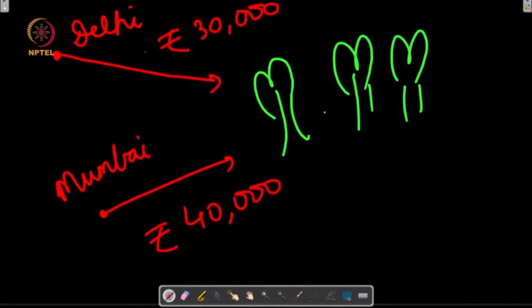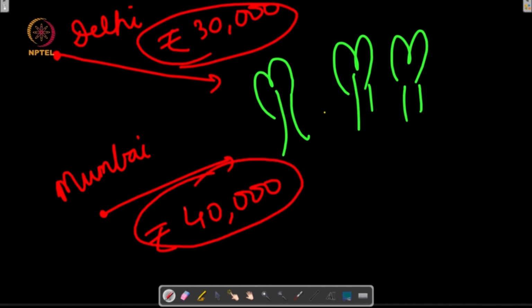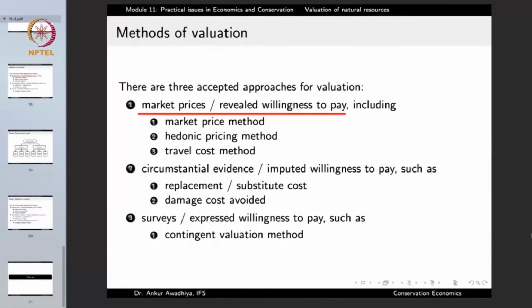So the person from Delhi is putting a value of at least 30,000 rupees, because of which he is spending this amount. The person from Mumbai is putting a value of at least 40,000 rupees. And so, in the case of the travel cost method, we make a list of the people who are coming to the forest, and we compute how much they have spent. When we add them up together, it gives us an idea of the value that these people have put on the forest. So that is the travel cost method. Another approach is circumstantial evidence or the imputed willingness to pay, such as replacement or substitute cost or damage cost avoided.